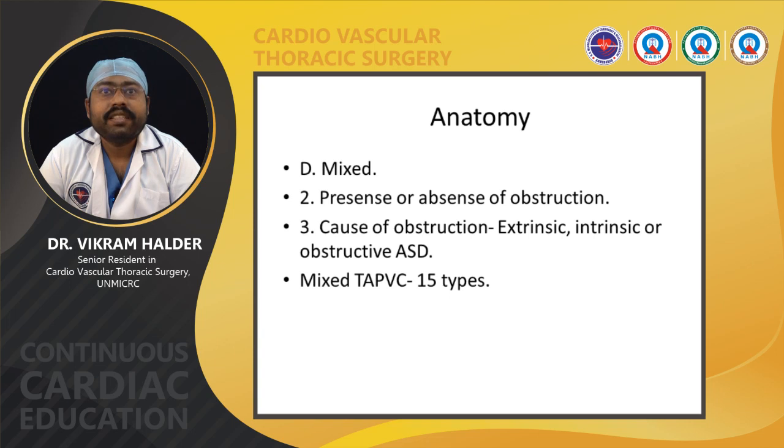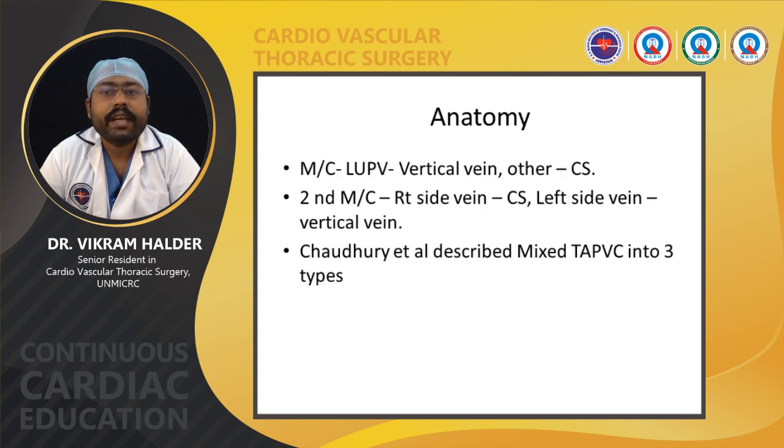And mixed TAPVC is described in an article written by Dr. Chaudhary et al, in which they described 15 types of mixed TAPVC. The most common type is the left upper pulmonary vein draining into the vertical vein, and the other veins draining into the coronary sinus. The second most common is the right sided veins draining into the coronary sinus, and the left sided veins draining into the vertical vein.